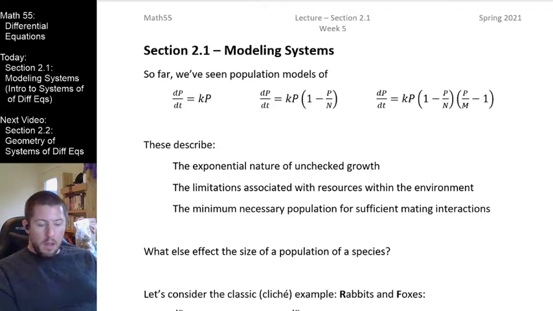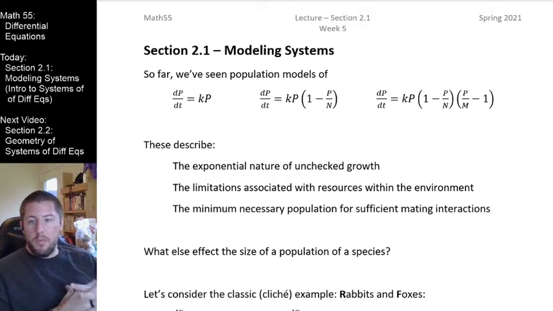We are here on Thursday, February 11th, and today we're starting chapter 2. We wrapped up chapter 1 last week. Last week we did 1.8 and 1.9, which was our linear systems, and then some substitutions that we saw. This week we're finally introducing systems of differential equations.